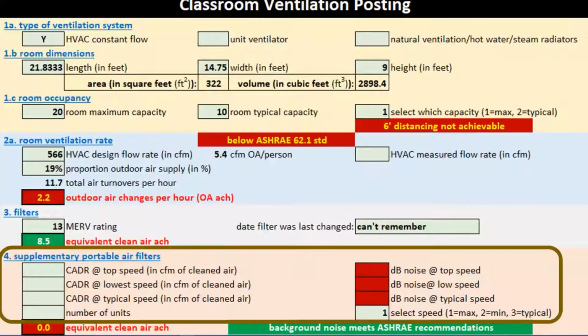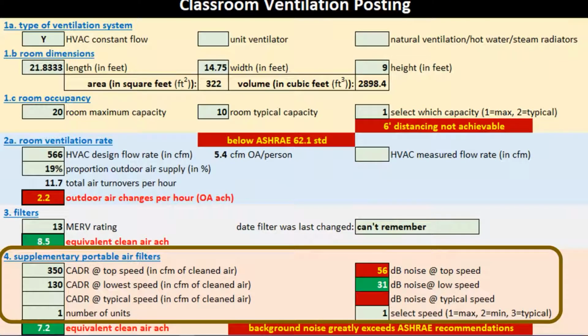So now we can put some of those numbers in here, and the spreadsheet is built in such a way that the numbers will change colors depending on the decibel level. If you're below 40 decibels, it's green. If you're between 40 and 55 decibels, it's yellow. And if you're above 55 decibels, it's red. This is based on ASHRAE recommendations of background noise.